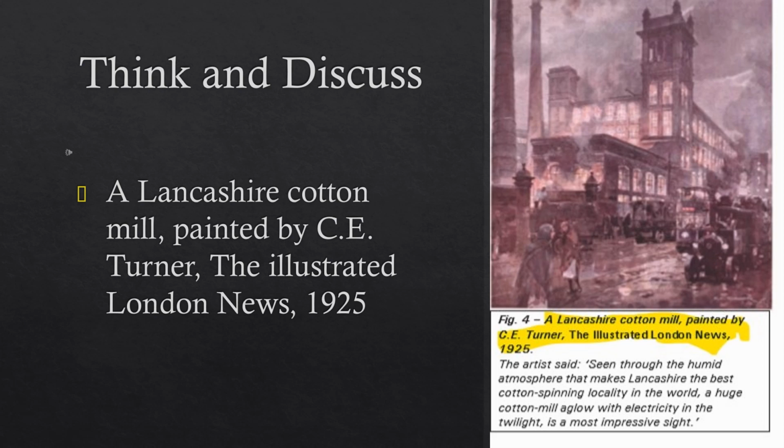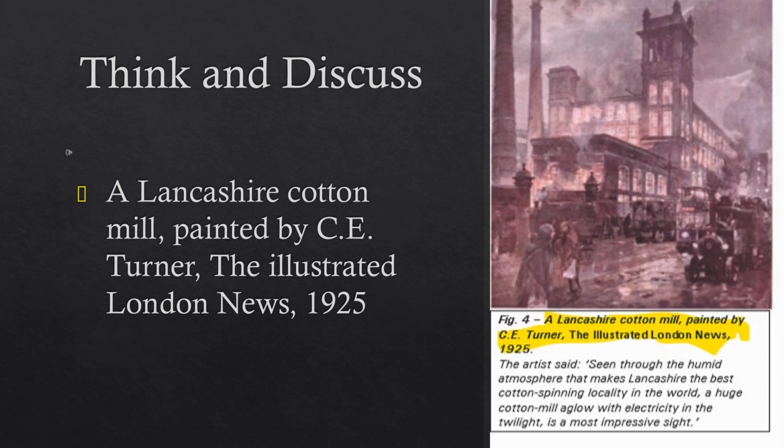Let's observe this picture, think and discuss. This picture has been taken from the Illustrated London News, 1925. So in 1925, this picture was presented in the Illustrated London News and it was painted by C.E. Turner. This painting is about a Lancashire cotton mill. So there is a cotton mill that has been shown, and Lancashire is the location. Lancashire is a place in England.